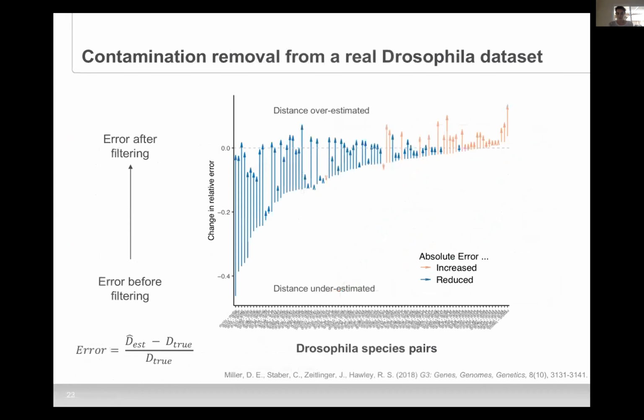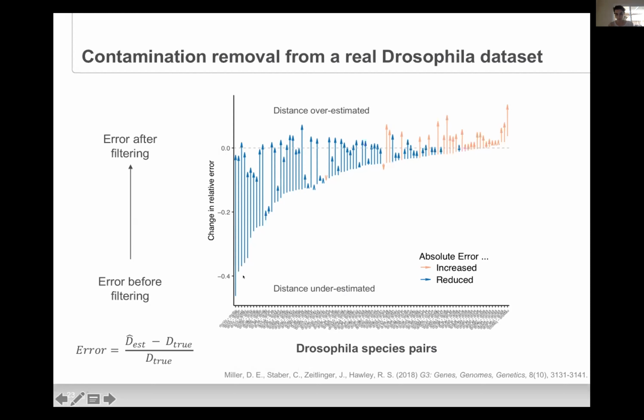In our third experiment, we evaluated the ability of Consult to remove contaminants from real data. So for this experiment, we used the data set from Miller's paper. In this study, the authors used a combination of short and long reads to generate 15 novel Drosophila assemblies. So we used their data set to compute all pairwise distances between Drosophila species, and then we calculated the relative error in distance estimate before and after filtering. So on the graph, on the x-axis, we're looking at all pairs of Drosophilas that we evaluated, and on the y-axis, we're looking at the change in relative error.